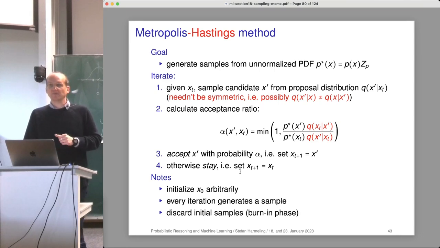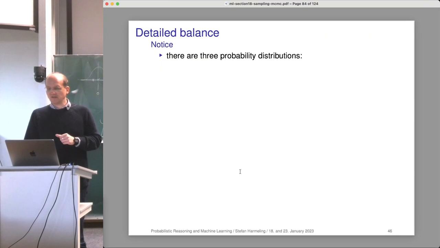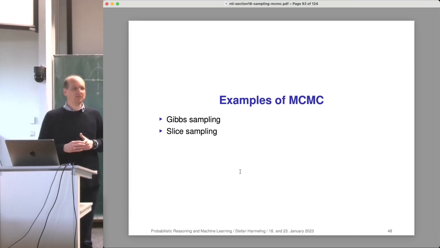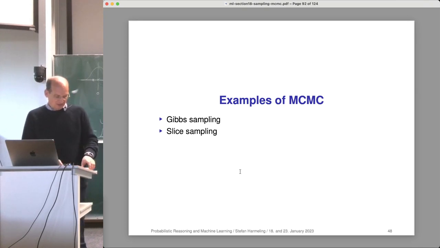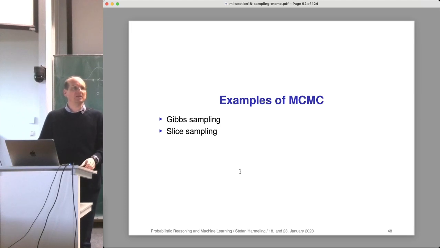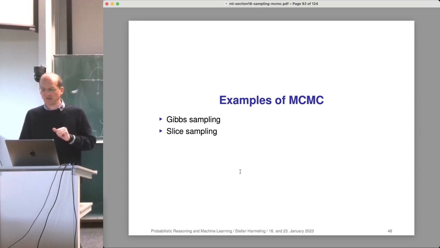So far, so good. So let's look at two special cases of MCMC. The first one being Gibbs sampling, and the second one being slice sampling. So slice sampling is just a much more sophisticated way of doing MCMC, and Gibbs sampling is a nice special case where the acceptance probability is always exactly equal to one. So it's a clever way to define a proposal distribution in certain situations where we accept every single point, okay? So that's something very useful.